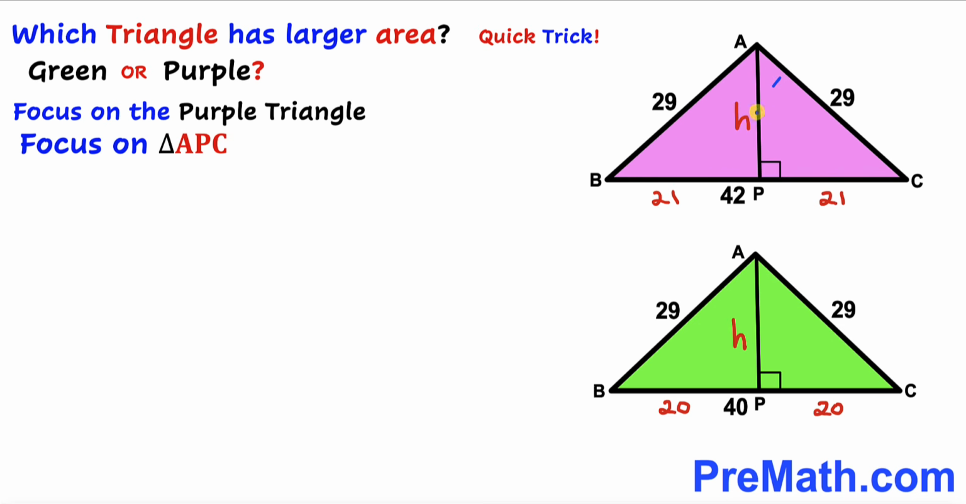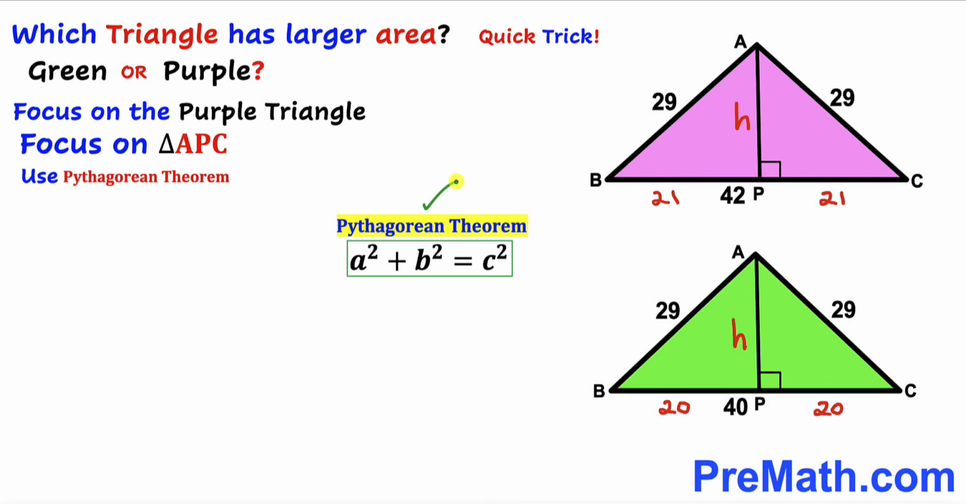Now we are going to focus on this purple shaded triangle. Let's focus on this right triangle APC, and we are going to apply the Pythagorean theorem on this triangle. Here's our Pythagorean theorem: a square plus b square equals c square. In our case, our hypotenuse is 29, whereas our two other legs are lowercase h and 21. Let's fill in the blanks in this Pythagorean formula. So we got h square plus 21 square equals 29 square.